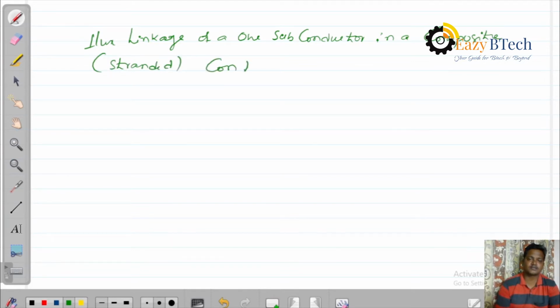First of all, we have to know the stranded conductor. Suppose a number of strands are there. I am not drawing all the strands, but we have to assume it is a stranded conductor. The subconductors are the first stranded conductor, second, third, fourth, up to the nth. Assume that small n number of subconductors is there in the conductor.